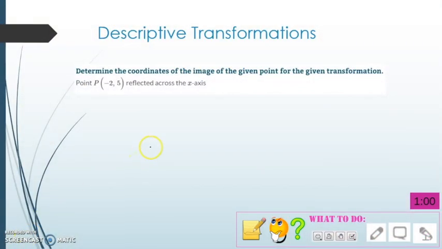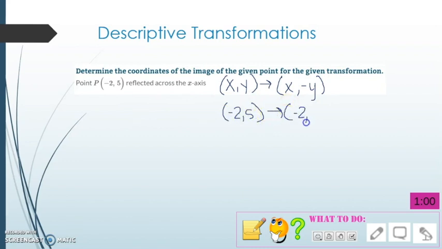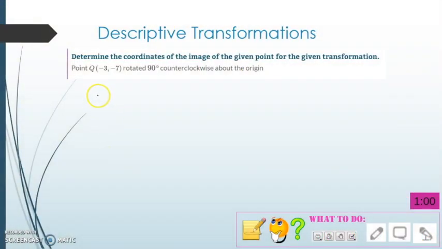Okay, let's try this one. Determine the coordinates of the image of the given point for the given transformation. So point P reflected across the x-axis. Remember the mapping rule for reflecting across the x-axis is that the x values actually stay the same and the y values all go negative. So if I plug in the information for point P that was originally 2, 5, it will map to 2, negative 5.